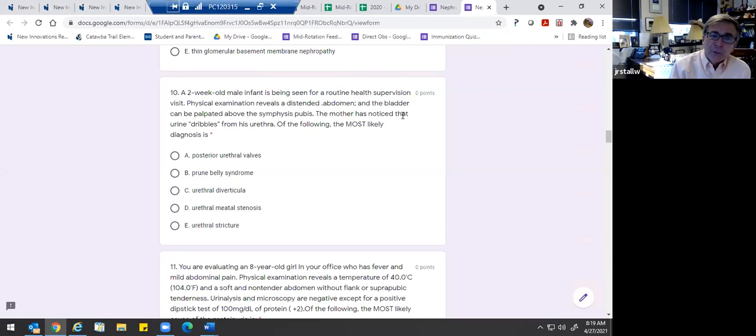Let's then go through this. There's a distended abdomen, but not loss of abdominal musculature, ergo not prune belly. A urethral diverticulum, not bad, not bad. Maybe it dribbles with urethral diverticula, but why is the abdomen distended? Why can you palpate the bladder if it's a urethral diverticulum, not a urethral stenosis, okay, which would be different.